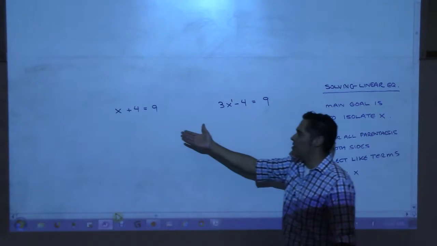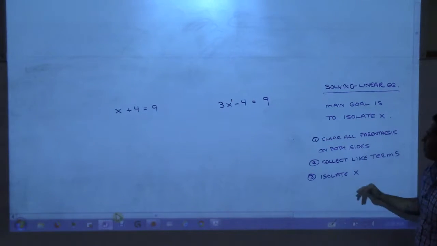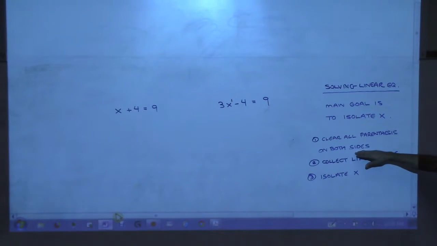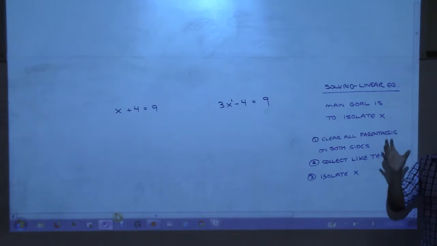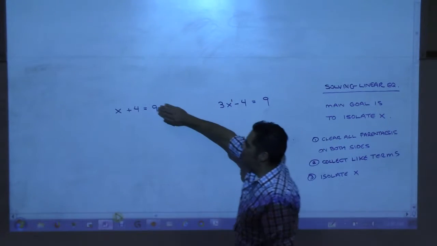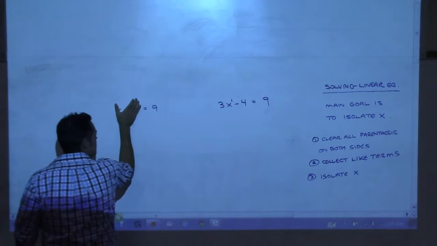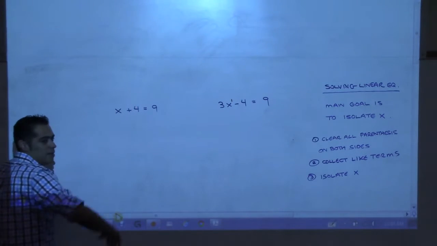Let's do this one. This one's the easiest one. If I want to isolate x, we know the answer is 5 there, but how would we do it using these steps? Clear all parentheses. There are no parentheses. Okay, collect like terms. Put any numbers and any x's together on each side. So over here, can you put x and 4 together? No, they're not like terms. Over here, there's just 9. Okay, so can't do anything there.